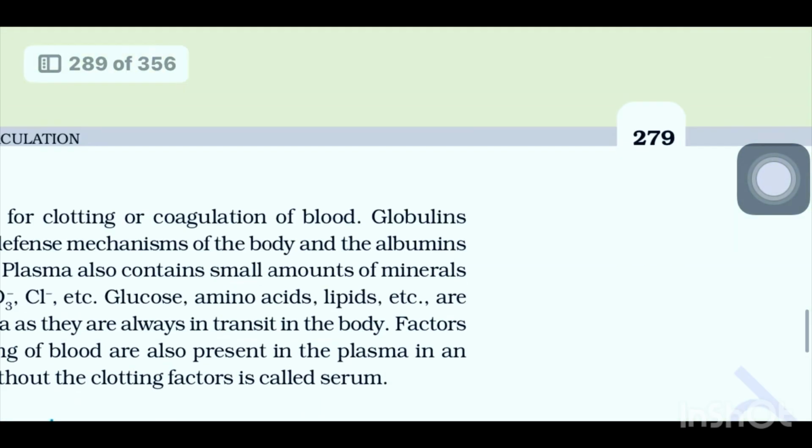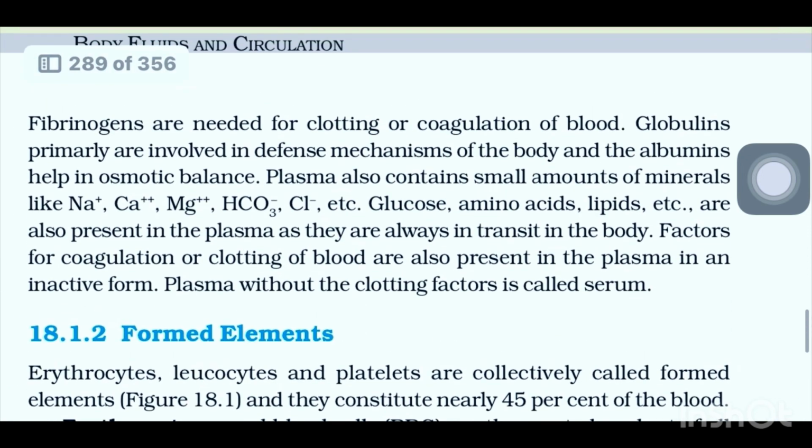Like I told you, fibrinogen is a very important factor needed for coagulation of blood. Now you might have a question: if fibrinogen is a clotting factor present in the blood, isn't it supposed to clot all the time? Why is our blood in the form of a fluid? Yes, we all get this question. This is because fibrinogen is present in an inactive form. Fibrinogen is activated only when there is a need, which is why your blood is always in a fluid form.